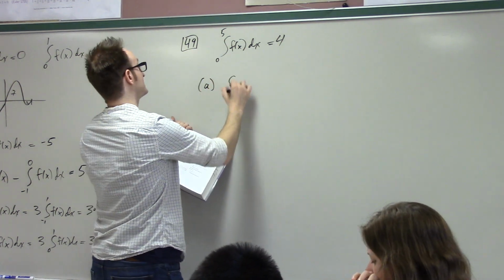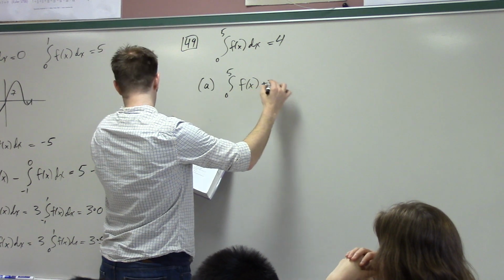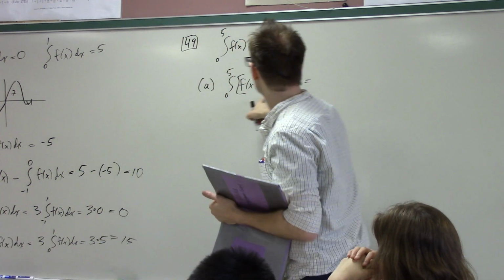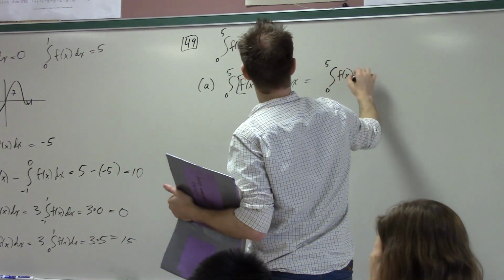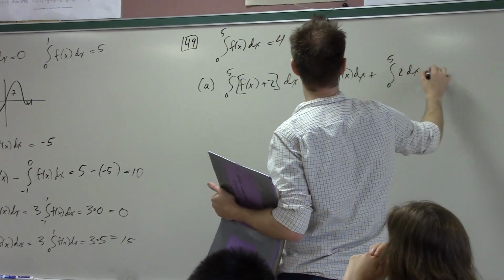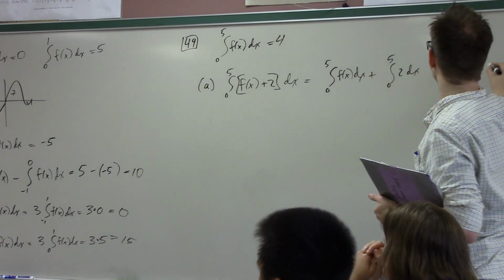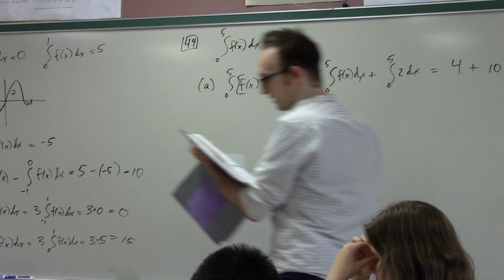Question 1, what is the integral from 0 to 5 of f of x plus 2? Well, the simplest thing to do here is to just split it up. This is just the integral from 0 to 5 of f plus the integral from 0 to 5 of 2. And that, you just told me, was 4. And this is just 10. So it's just 14.